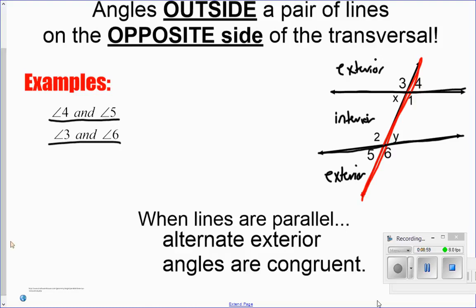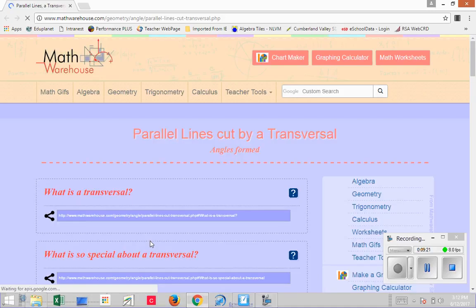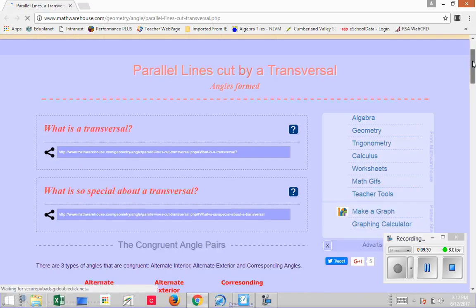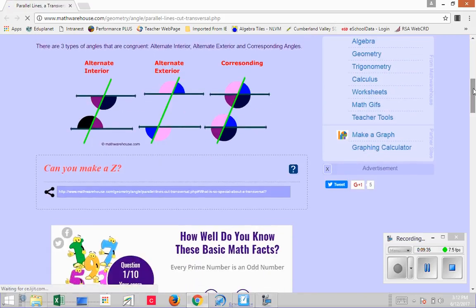Okay, now we're going to practice identifying some different types of angles. So we talked about alternate exterior, alternate interior, and corresponding angles. So we're going to go now to this website, mathwarehouse.com. The link is provided for you on Schoology, so you can just click there. Some information that comes up, we already talked about most of this. So we can scroll down a little bit here. And you can see they give you another visual for identifying the different types of angles we talked about.